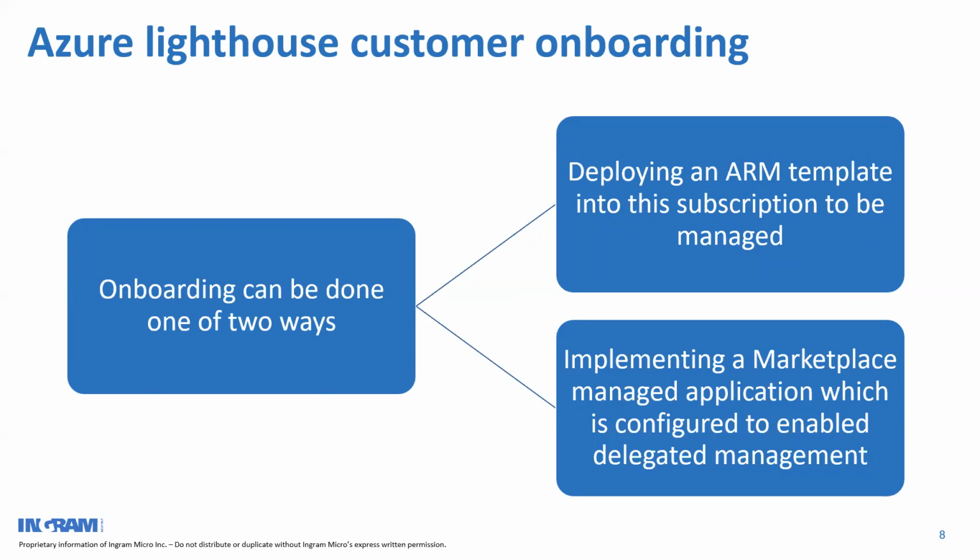Option number two is implementing a marketplace managed application, which the customer can select. This is the same one which I was speaking about in the previous slide, where you can create your own managed services offering, which is available not just to one customer but to customers worldwide, right? And they can choose and select and onboard you. Option number one is a custom script which you send to your customer and they will just run it, and then now they're part of it. So these are the two options available.